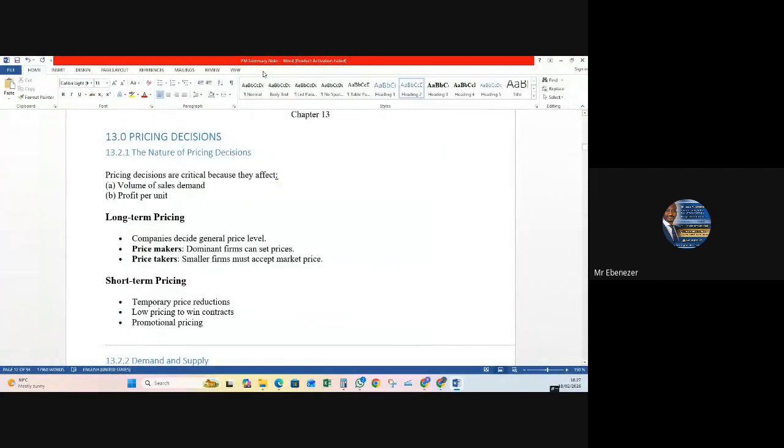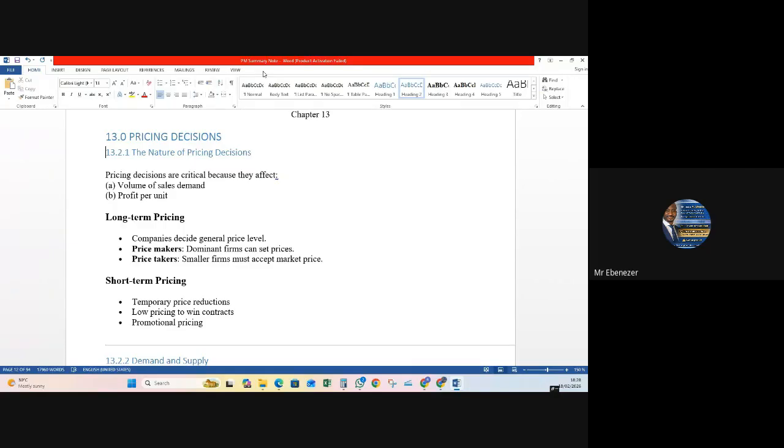Now, for pricing decisions, they are very important because they affect the volume of sales demand. When you record a particular price for a commodity, it will affect the demand of that commodity. It will affect what customers will buy. Don't forget the general rule of demand, whereby the higher the price, the lower the quantity demanded. Am I right? That's the elasticity of demand. And the lower the price, the higher the quantity demanded.